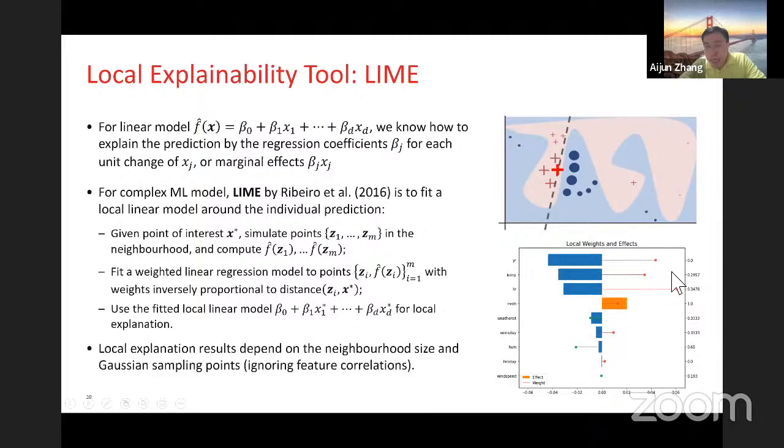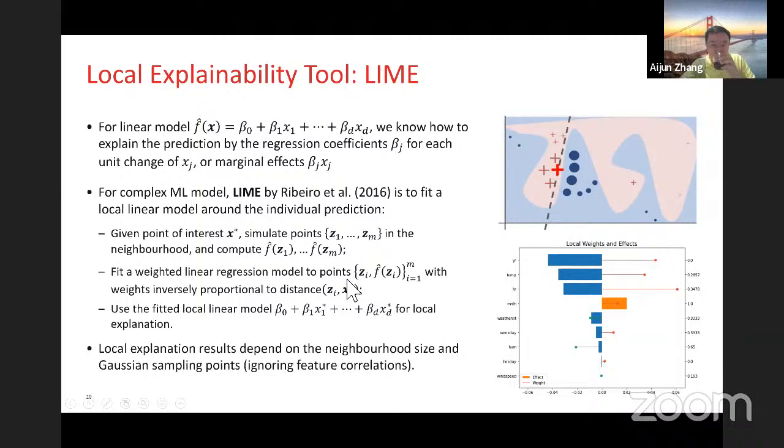However, as I explained in this last sentence here, this local explanation result depends very much on the neighborhood size, right? Whether you want a small size or larger size, the results will be different, okay? And it also depends on how you sample the points in the neighborhood. By default, LIME does Gaussian sampling. Gaussian sampling assumes independence, so it ignores feature correlations, which can be problematic, because the data usually is not independent. Okay, so this is about LIME.